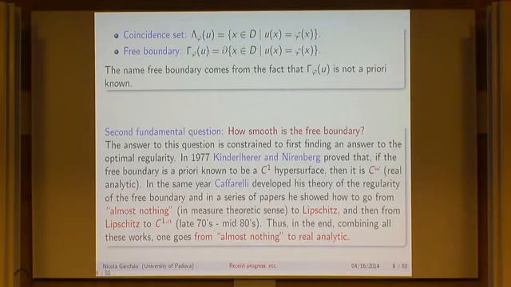Caffarelli, in the same year, developed his theory of regularity of the free boundary, and in a series of papers he shows how to go from almost nothing to Lipschitz. He actually went first from Lipschitz to C1,alpha, and then he proved that almost nothing implies Lipschitz. I will not be precise about what this almost nothing means, but it's a condition that you have to interpret in the measure theoretic sense. So in the end, if you combine all these results, you can go, at least for the classical obstacle problem, from almost nothing to real analytic. That's the crowning achievement of the theory of the regularity of the free boundaries.